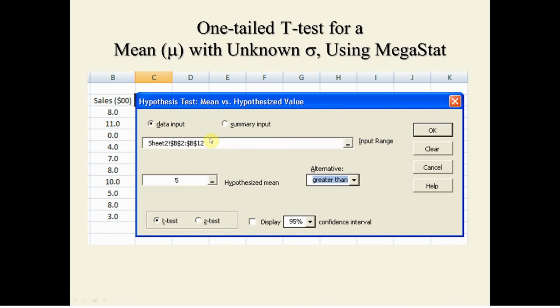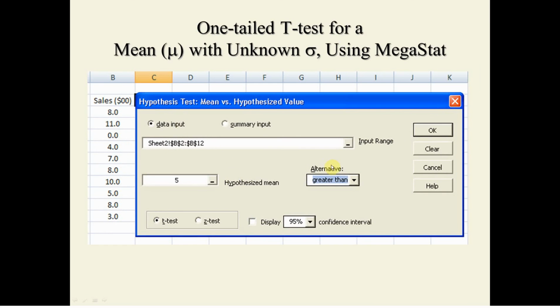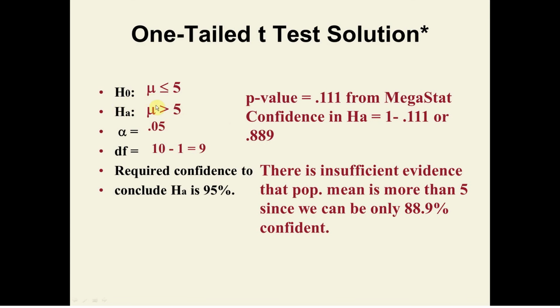Okay, so in Megastat, this might be the way it looks. We would have our sales here. We would give it as data input by selecting the data input here. Our hypothesized mean is 5, which corresponds to whatever's in the alternative. So we state whatever is in the alternative, meaning that the population mean is greater than 5.